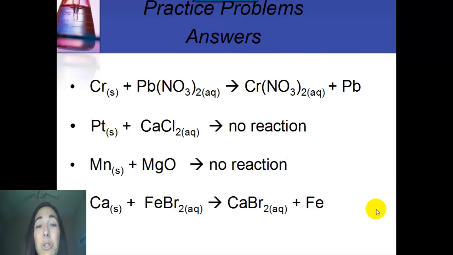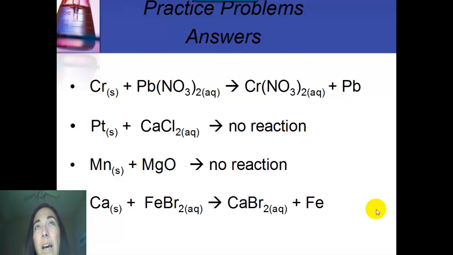So here are the answers. The first reaction in fact does happen. Chromium can replace lead, and I did charges and crisscrosses to get chromium nitrate and lead as my products. The next two reactions do not happen. Platinum cannot replace calcium in the second one, and in the third one manganese cannot replace magnesium, so I just put no reaction. The fourth reaction actually does happen. Calcium can replace iron, and if you do charges and crisscross, you get CaBr2, calcium bromide, plus the new element iron. So I hope that helps.